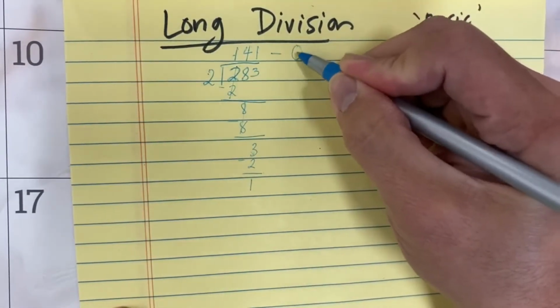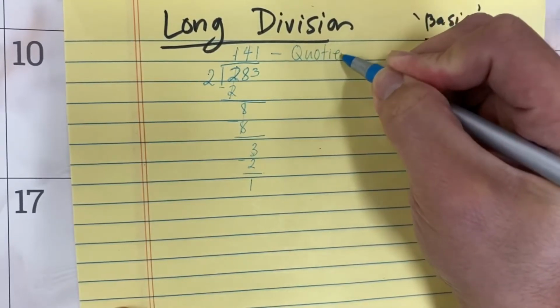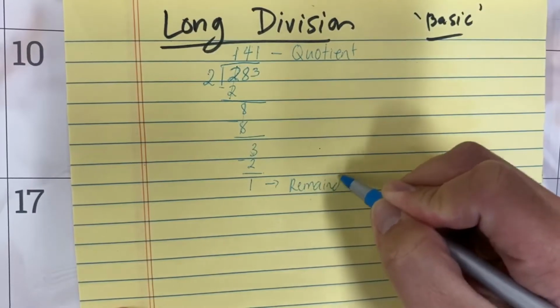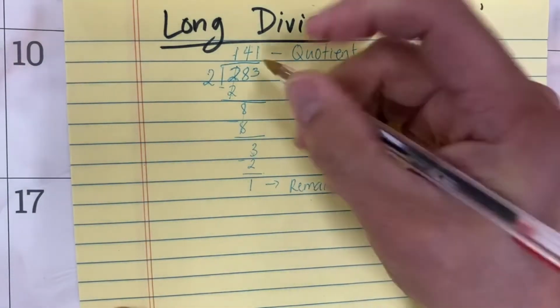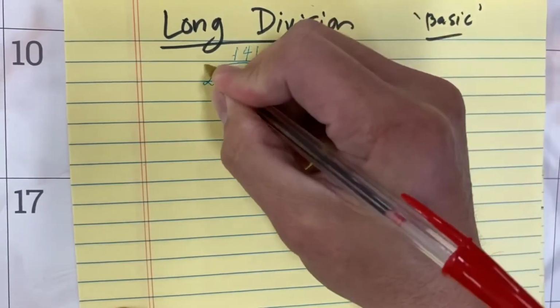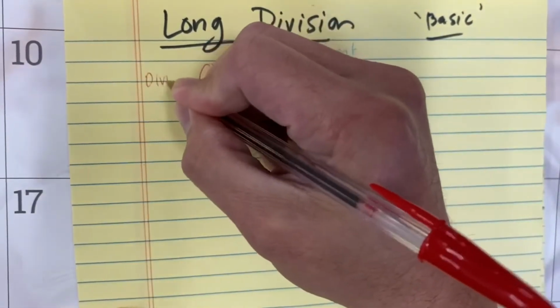This is called the quotient, the answer when you divide. The 1 there is called the remainder. And from the problem, this is called the dividend, and the 2 is called your divisor.